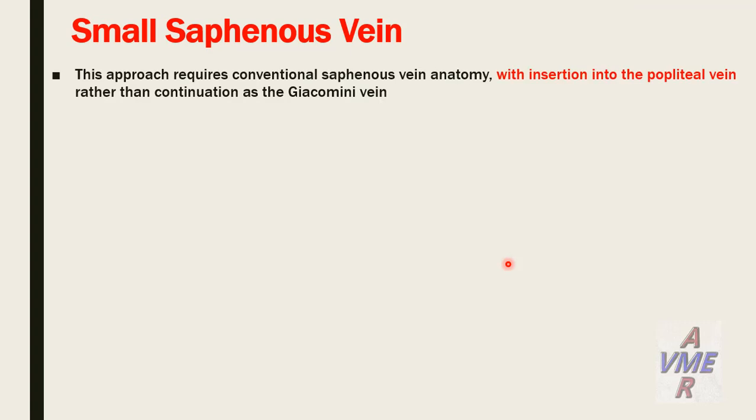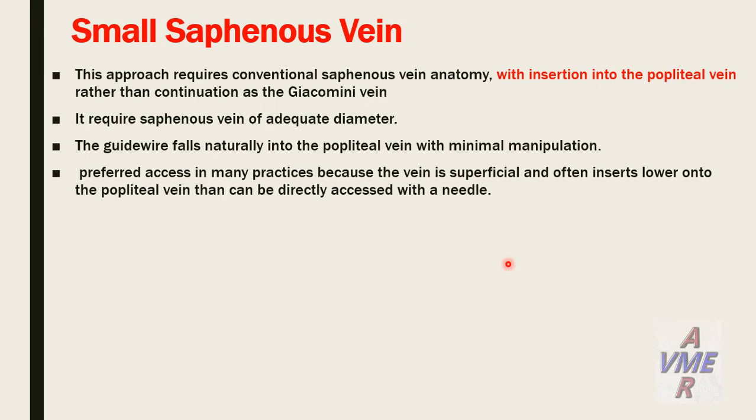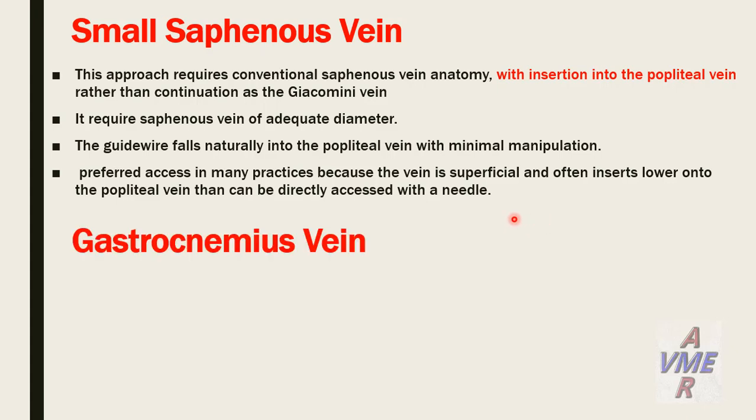Small saphenous vein. This approach requires conventional saphenous vein anatomy, with insertion into the popliteal vein rather than continuing as a Giacomini vein. It requires a saphenous vein of adequate diameter. The guide wires fall naturally into the popliteal vein with minimal manipulation. It is the preferable access in many practices because the vein is superficial and often inserts lower into the popliteal vein than can be directly accessed with a needle.